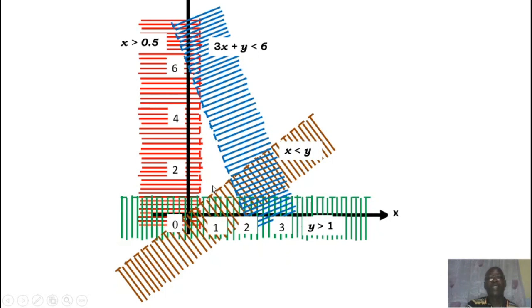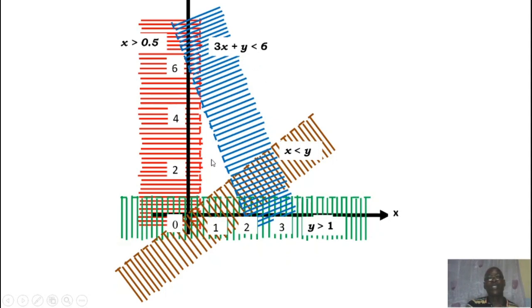What's the value of x there? 1. We go here. x is greater than 0.5. Is 1 greater than 0.5? Yes. So it is true. Next. x is 1, y is 2. We check. If x is 1, 3 multiplying 1 is what? 3. Plus 2 is what? 5. Is 5 less than 6? Yes. Therefore, this space is a region of definition of all the inequalities given. How many of them? 1, 2, 3, 4.